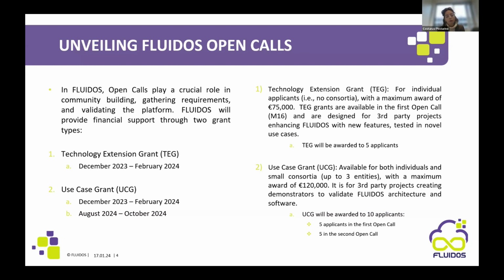So the FLUIDOS Open Call, the first FLUIDOS Open Call will play a pivotal role for these projects, and it will offer two types of grants. As you can see from the slides, one is the technological extension grant, and the second type of grant is the use case grant. What are the differences and why are we here to talk about this? So technological extension grants will be open for individual entities, and this includes, as mentioned before, small and medium enterprises, research institutions, organizations, and so on.